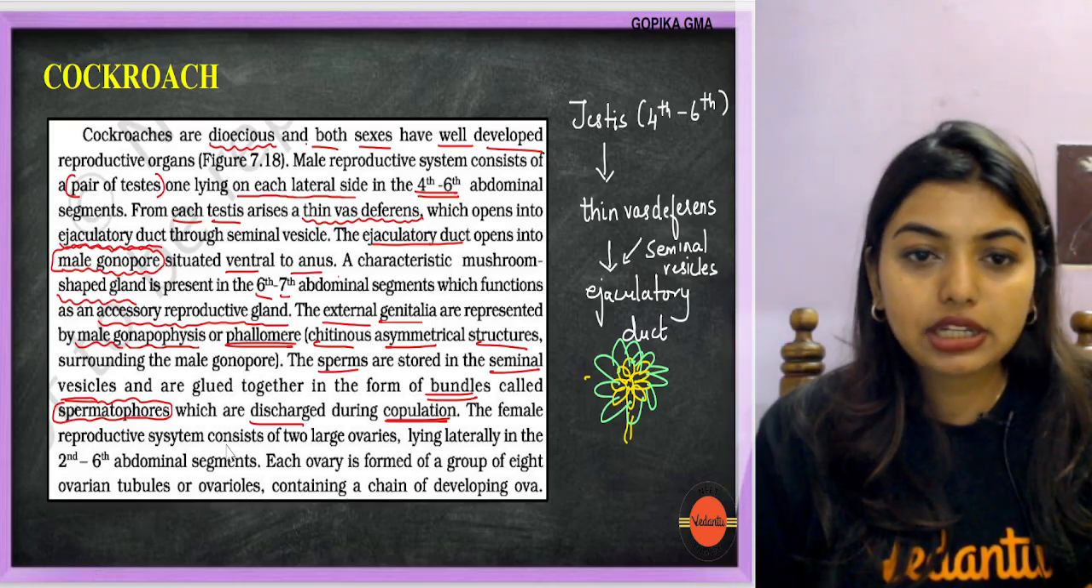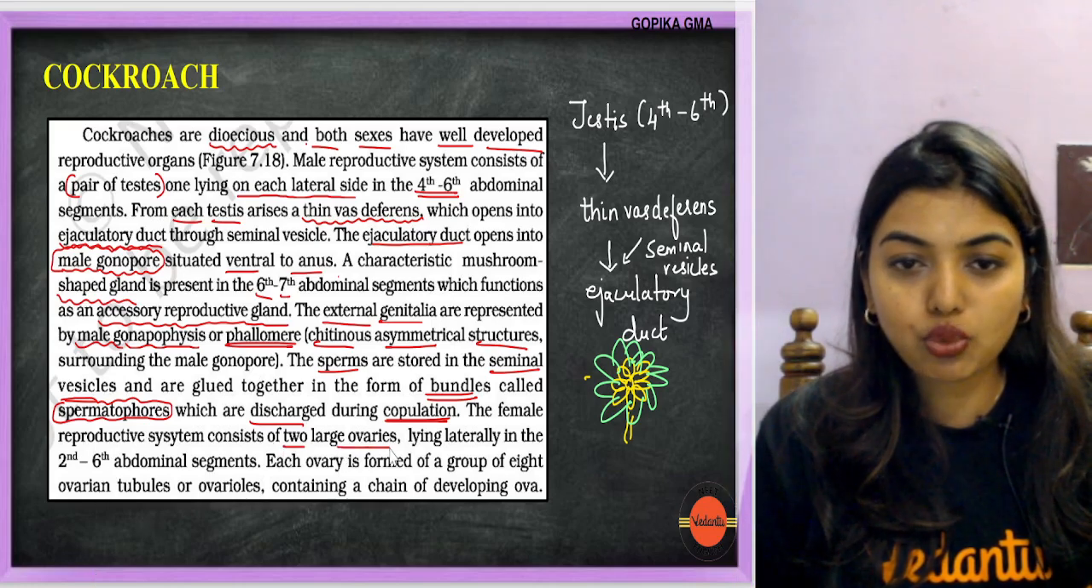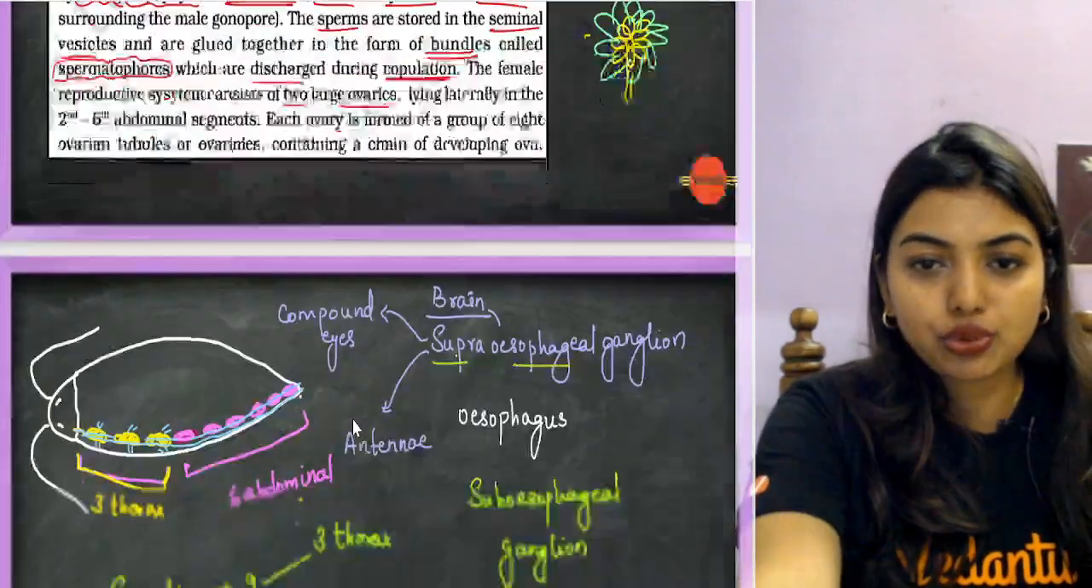Now, the female reproductive system consists of two large ovaries. Before we go into that, let me show you the diagram.